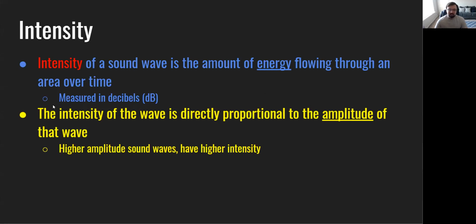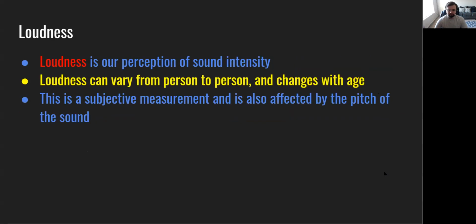And this intensity is actually measured in decibels, which is a measurement you're probably familiar with. When people talk about sound, they talk about it in decibels. So they're talking about the intensity of that sound. And that intensity is also directly proportional to the amplitude of the wave. So directly proportional means as one goes up, the other goes up. So if intensity and amplitude are directly proportional, then more amplitude means more intensity. So far, some of this should be familiar to you.